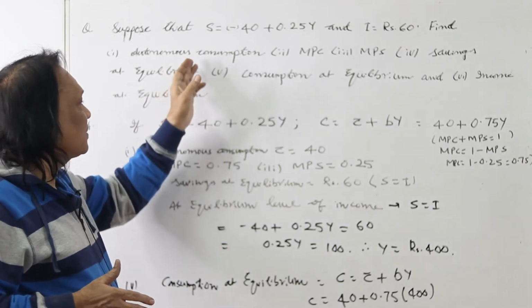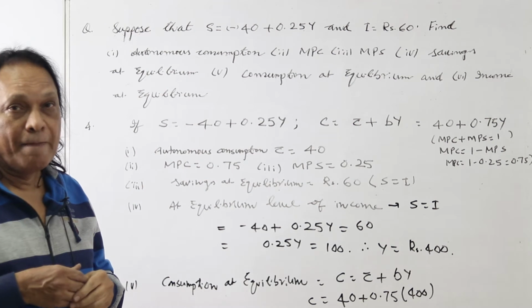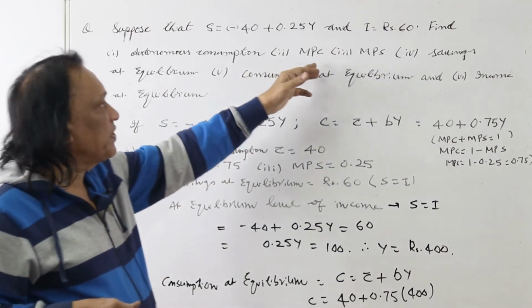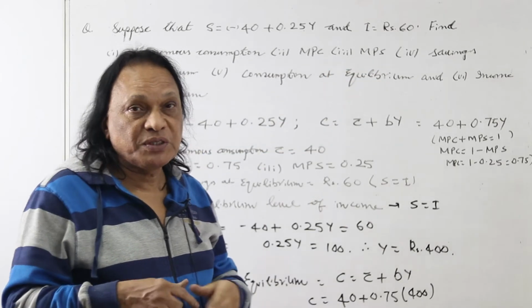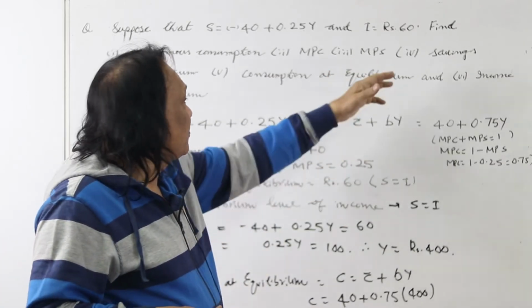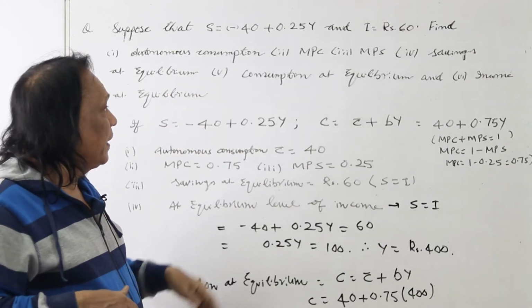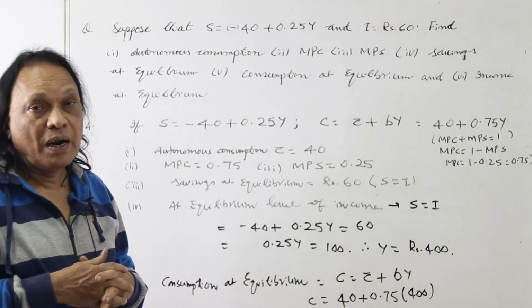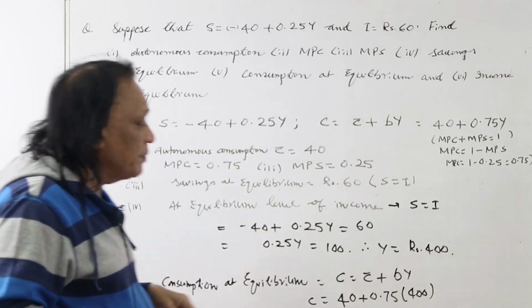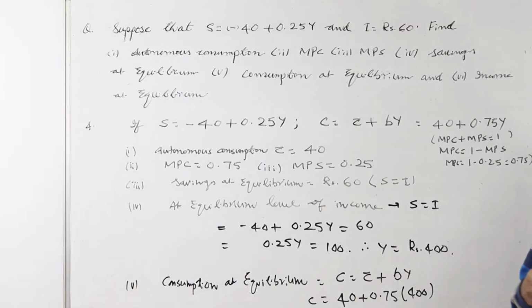Find out, they're asking you lots of things here. Number 1, autonomous consumption. Number 2, MPC, marginal propensity to consume. Number 3, MPS, marginal propensity to save. Number 4, savings at equilibrium level of income. Number 5, consumption at equilibrium level of income. And the last one is income at equilibrium level. Let's see one by one.